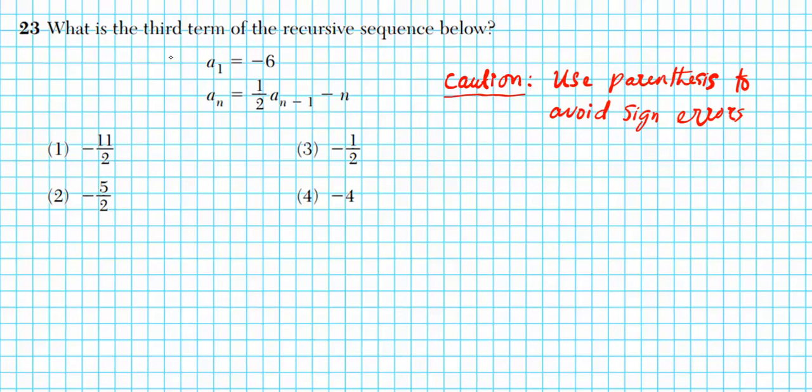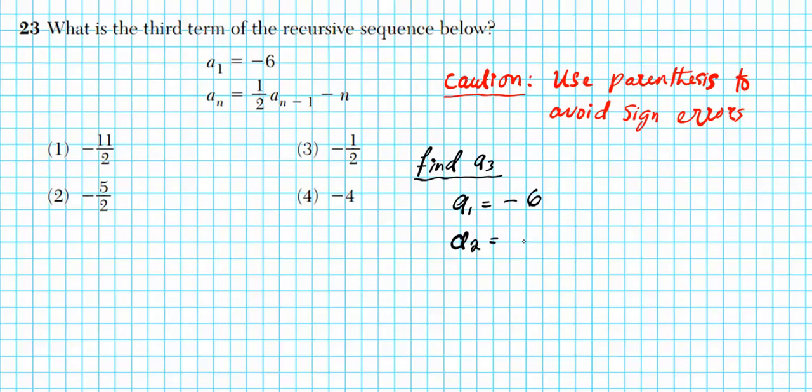Okay, so we're looking for a3. So we want to find a3. So we have to start from scratch. The first term is a1. A recursive definition of a sequence is basically a sequence where subsequent terms are determined by using an initial term and a formula, a recursive formula, okay? So if we want to find the second term, we have to use the first term and the formula to determine what the next term is going to be, the second term.